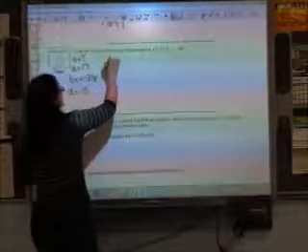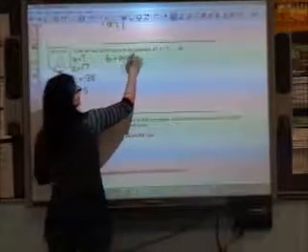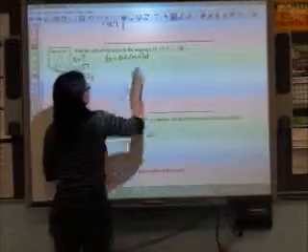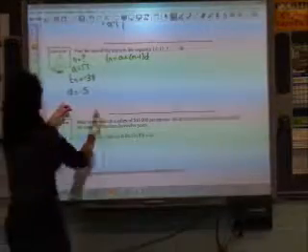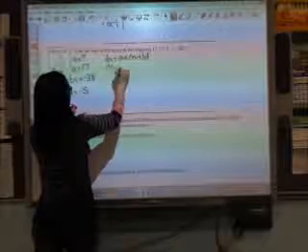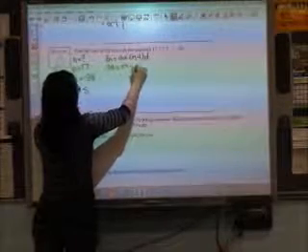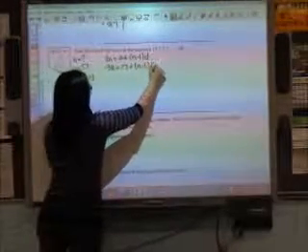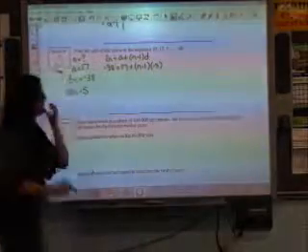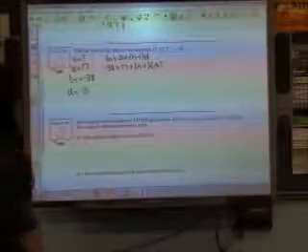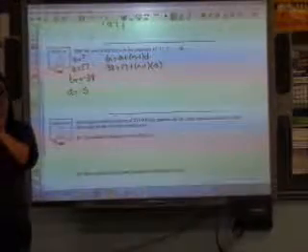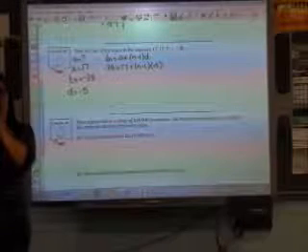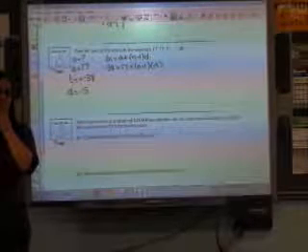I can use that first formula, my t of n formula. So t of n is my negative 38, a is my 17, and n minus 1 is what I'm trying to calculate. So how would you solve this? What would you do first?